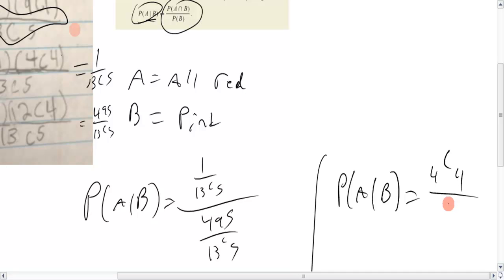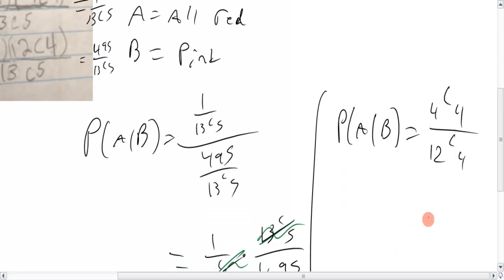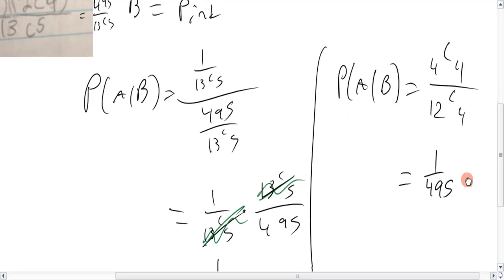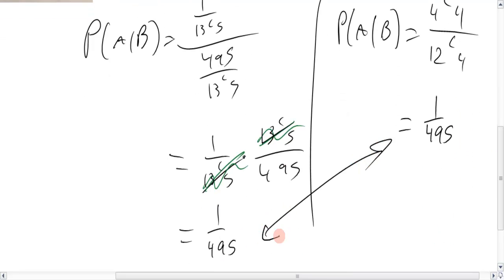So then for the denominator, now we're just saying, okay, the denominator is what? Well, since we've already pulled the pink out, there are 12 marbles left in the bag, and we're going to pick 4. Do note, that's the same as what we already calculated. That gives us 1 out of 495, and voila, same answer.